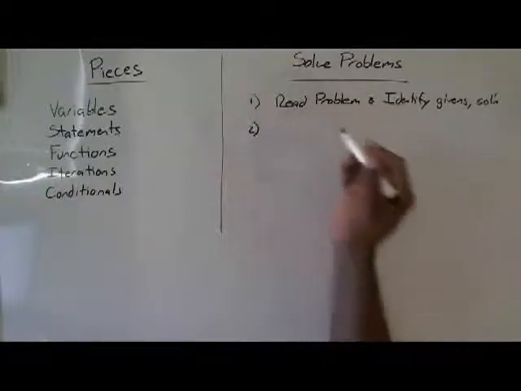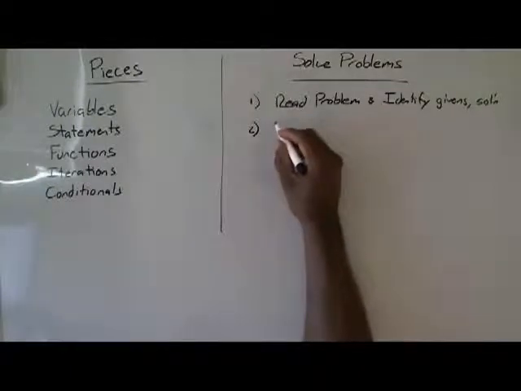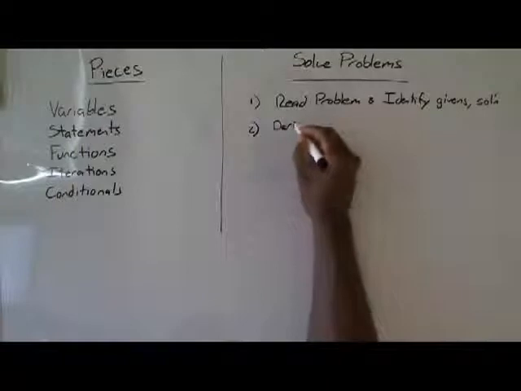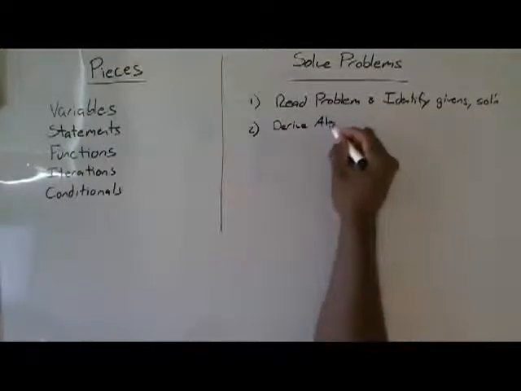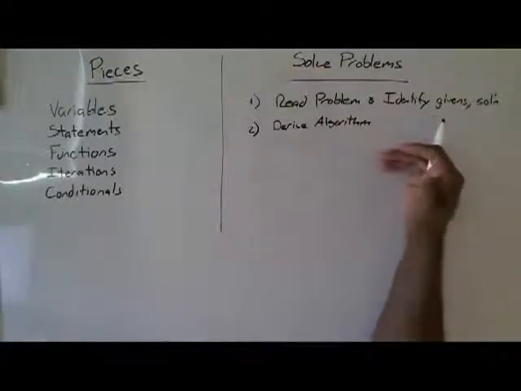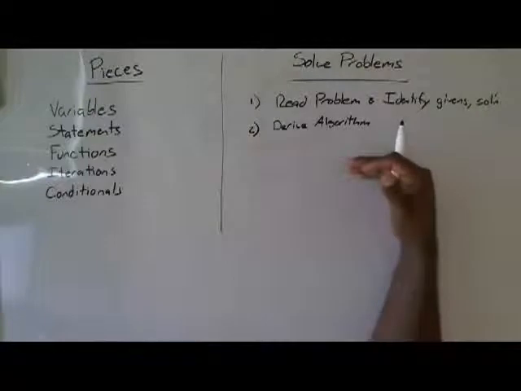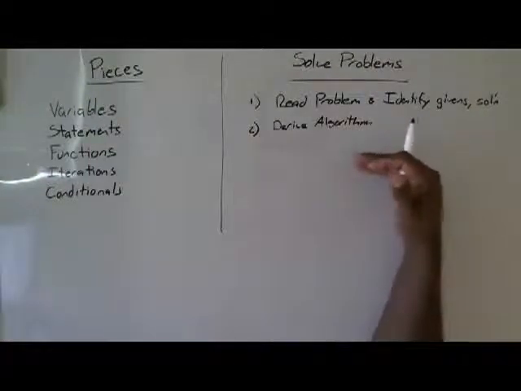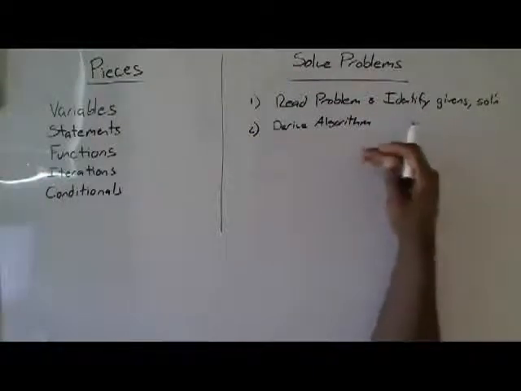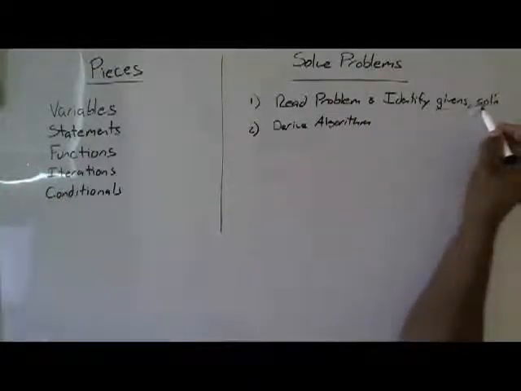Step two would be to come up with a solution, to derive an algorithm. An algorithm is nothing more than a way to solve a problem. So in deriving an algorithm, think through how you are going to solve the problem. Do some test cases to see if your algorithm works. You can jot it down on the back of an envelope, you can draw pictures. However you do it, figure out how you're going to get from your givens to your desired solution.